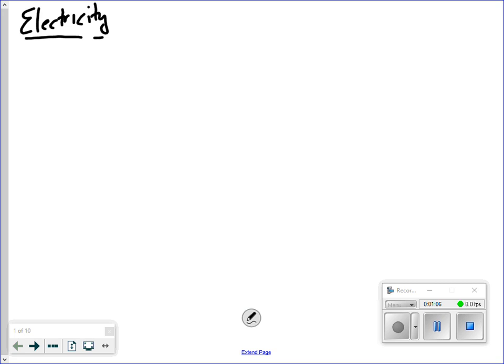All right, but we're going to start with the how and the why a little bit. We're going to start with this idea of charges moving in a circuit.